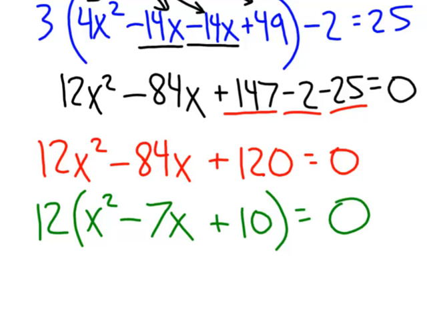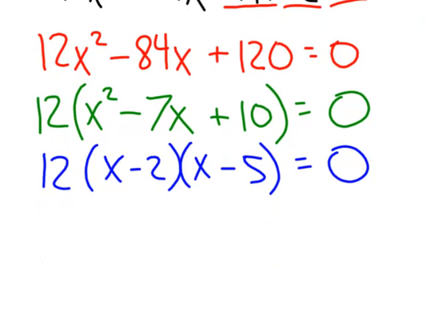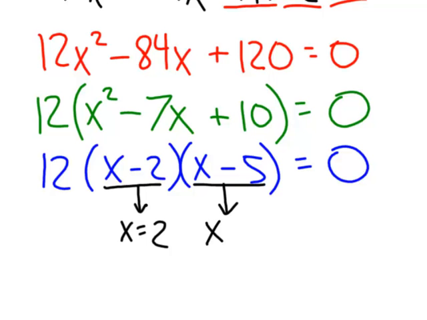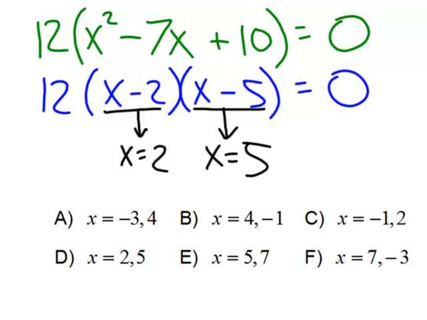All right, our next resort is to see if we can factor this quadratic into 2 binomials. And it looks like we're in luck. 12 times x minus 2 times x minus 5 equals 0. We see that from there, if I set this factor equal to 0, that gives me x equals 2 as a solution. If I set this factor equal to 0, that gives me x equals 5. So I compare to my answer choices. I'm looking for 2 and 5, and let's see, that gives me answer D.